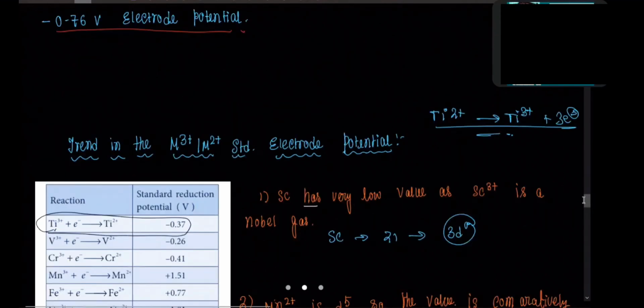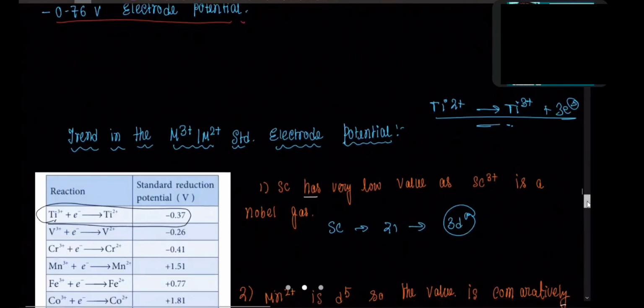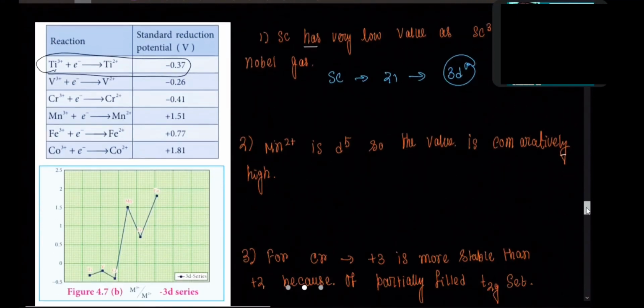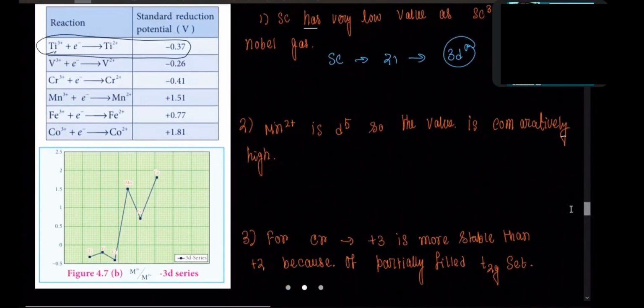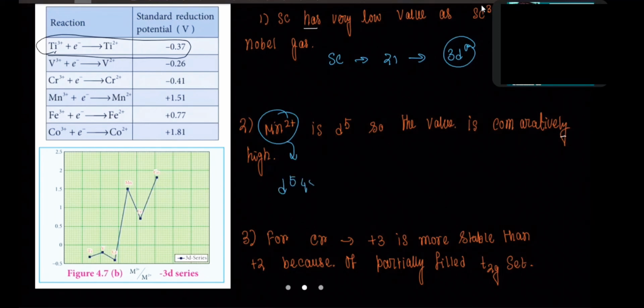Now, let's go for the Mn2+ scenario, the manganese scenario. Mn2+ is a d5, so the atomic number is 25. 25 means it would be 3d5 4s2. So I'm just writing d5 in this way. So 3d5 4s2 would be the configuration. Now, once it donates 2 electrons, it will be 3d5 in the end.